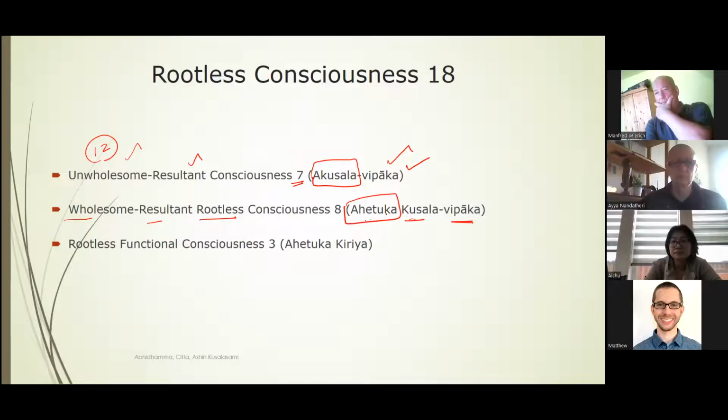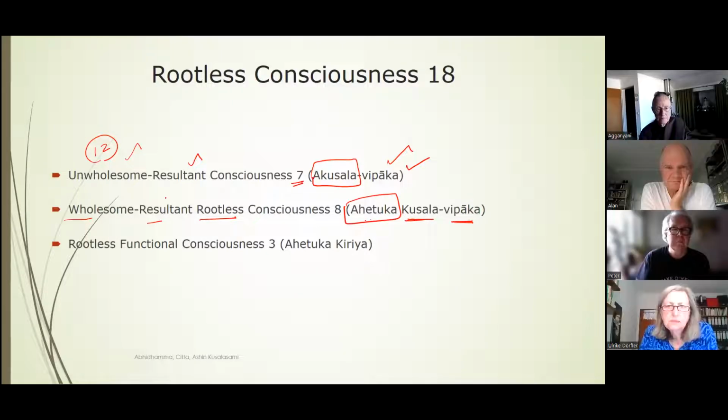Ahetuka means rootless. Kusala means wholesome. Vipaka is resultant. So I will tell you only.